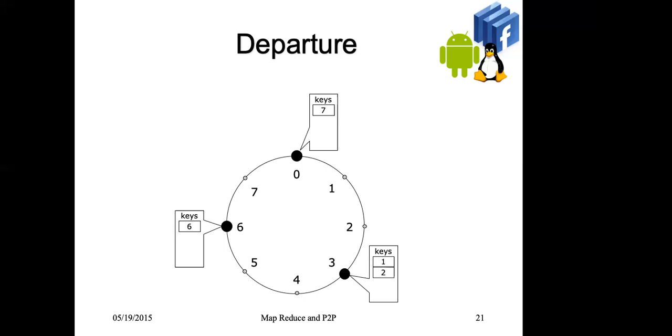So 6 only knows the next node is 0. And 0 knows the next node is 3. That's its successor. And 3 knows the next node is 6. So essentially, the search works this way. I want to find 3 based on the content. I'm 6, so I ask my successor, is this your responsibility for handling index 3?